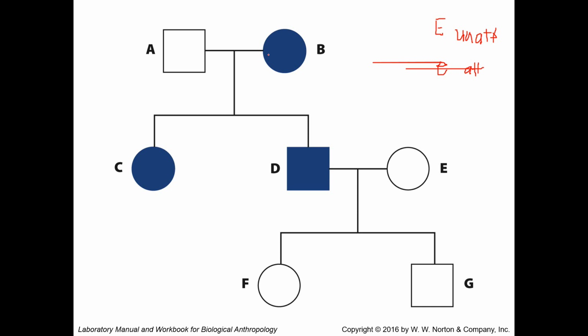So in this case, we know individuals B, C, and D are expressing attached earlobes. Therefore, they are homozygous recessive, because they are expressing that recessive trait. And then D as well.